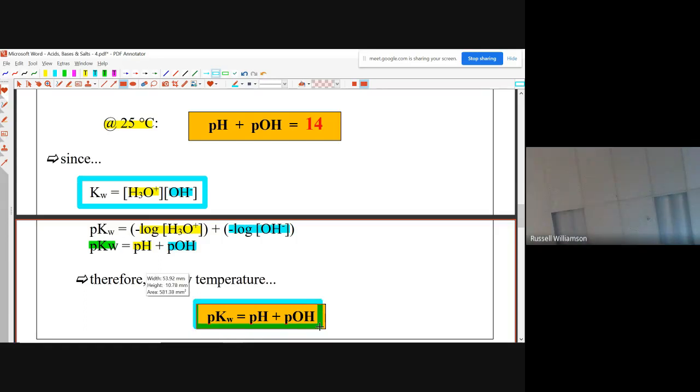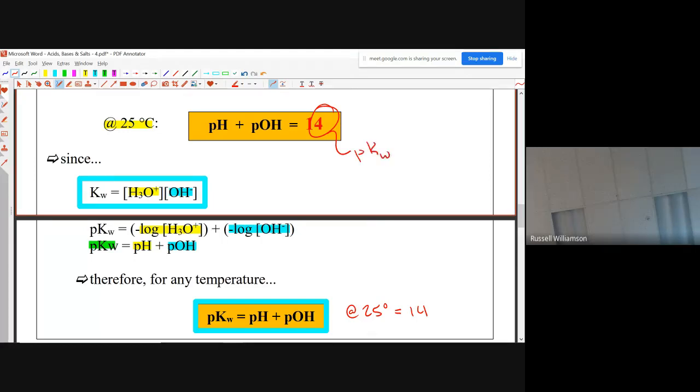So in other words, that right there. And we've already determined that at 25 degrees, that value is equal to 14, right? So what I'm really saying here is that that is our pKw at 25 degrees. So you might see that term come up from time to time. I'll call something the pKw. Okay, that's what I'm talking about.